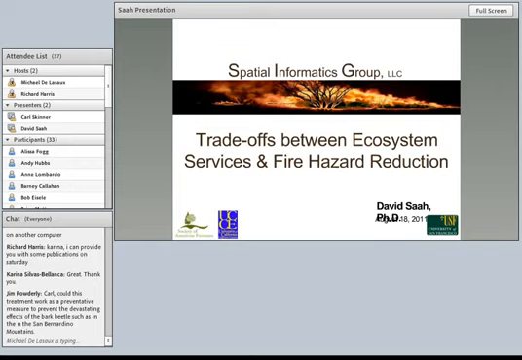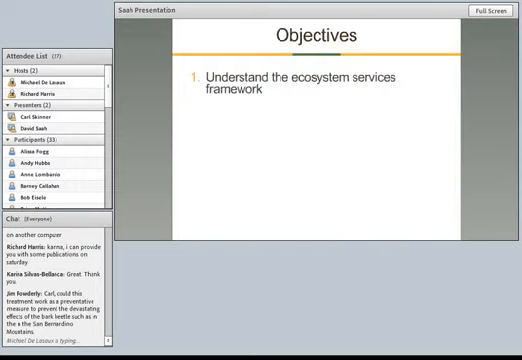The title of the talk is really trade-offs between ecosystem services and fire hazard reductions. You don't necessarily need to think about them as trade-offs, but a way of combining a whole variety of information, some of which you heard earlier today and maybe on some of the previous webinars.